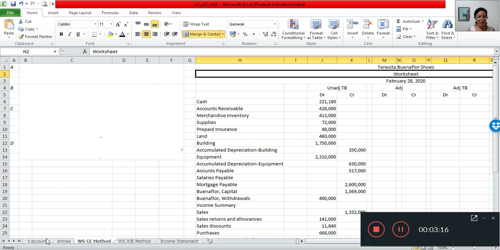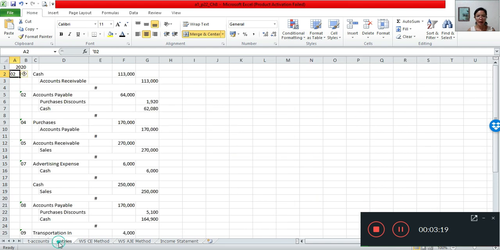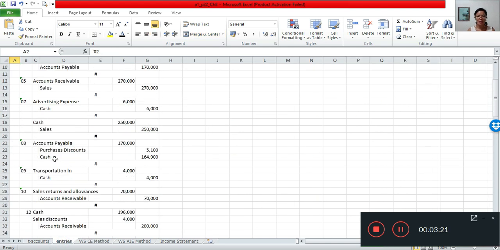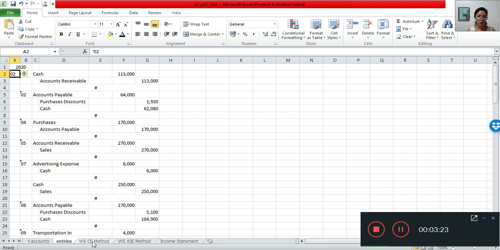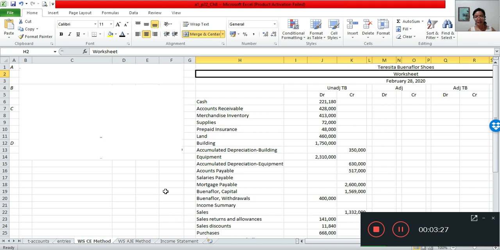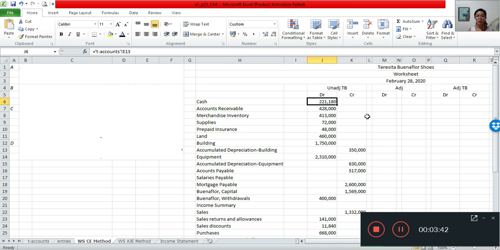So I decided not to go over the entries themselves. I'll be the one to do that manually. But I believe if you got the correct entries, then you would come up with the correct unadjusted trial balance. Okay, so for each of the items we will see in the unadjusted trial balance, please give yourselves one check mark if your answer is correct. So of course, our balance for cash is 221,180. So please give yourself one check mark if it is correctly positioned in the debit section.